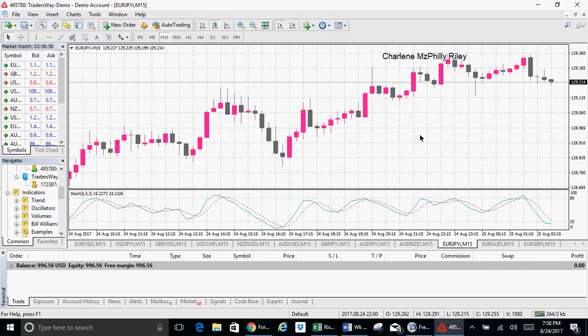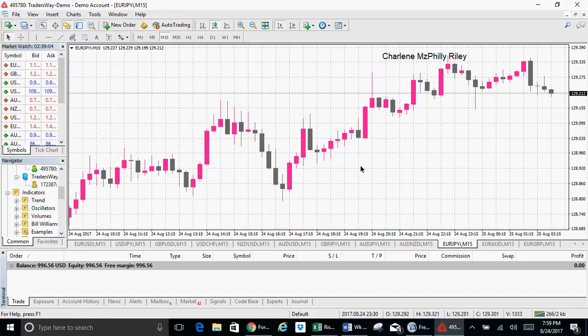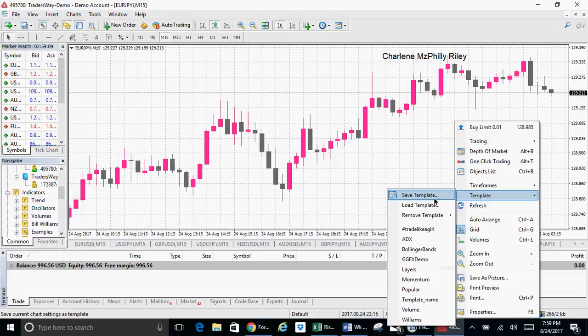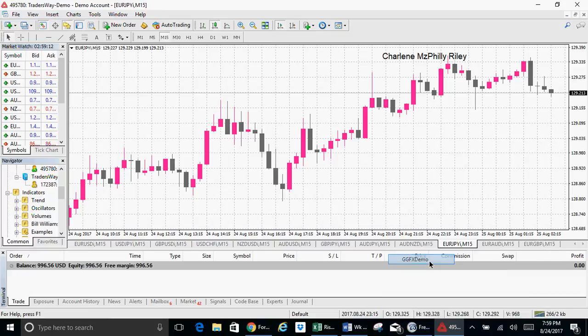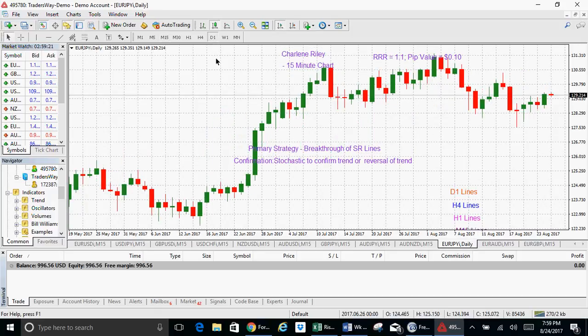Now looking at my Euro JPY, the first thing I want to do is set it up for my Girls Going Forex template. Now the next thing will be my multi-frame analysis. And I see that there's been an uptrend overall, but then we've had a little bit of a downtrend and some consolidation on the daily chart.